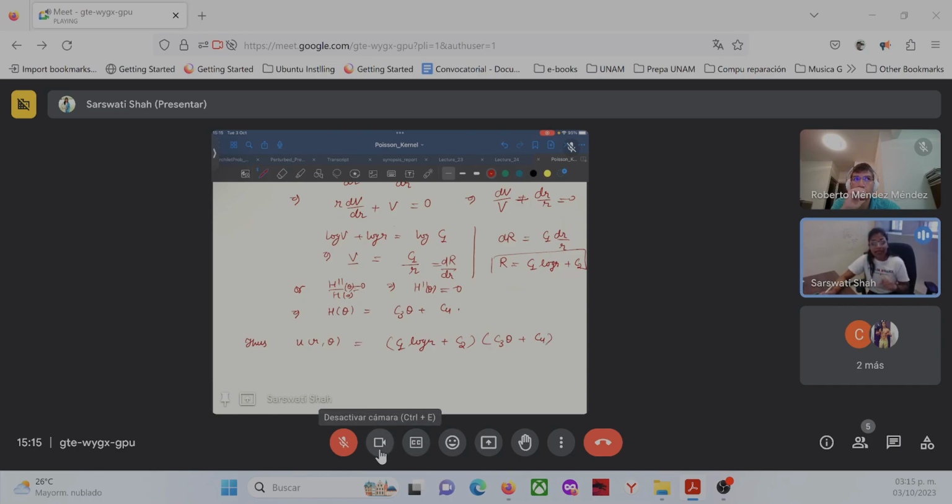Again, if we remind ourselves that this problem is defined at the interior of a circle, it means r equals 0 is the center of the circle that is coming inside that circle. So it belongs to the domain. So whether we will be able to define this solution or not.